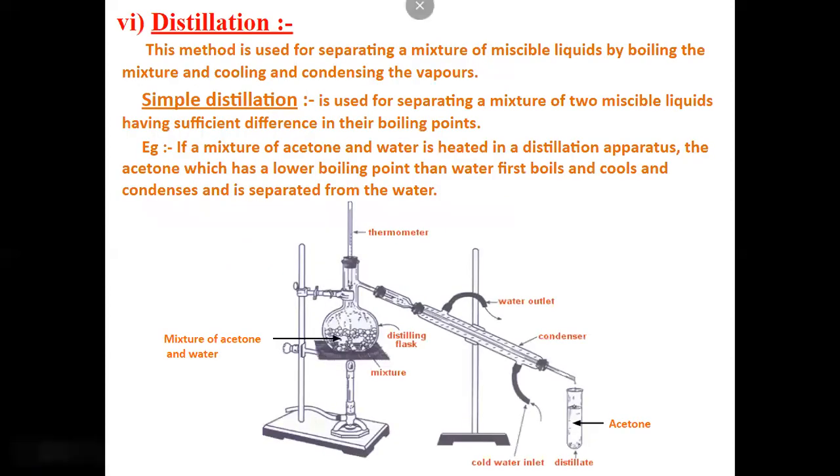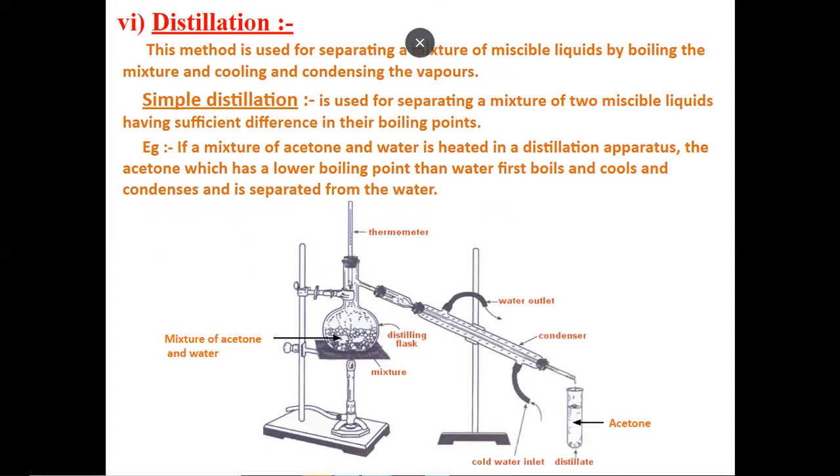So that is the fifth method of separation. Let's move to the sixth method of separation, that is called distillation. It is very important. Distillation is a method of separation which is used not for immiscible but for miscible liquids. So what do you understand by miscible liquids?